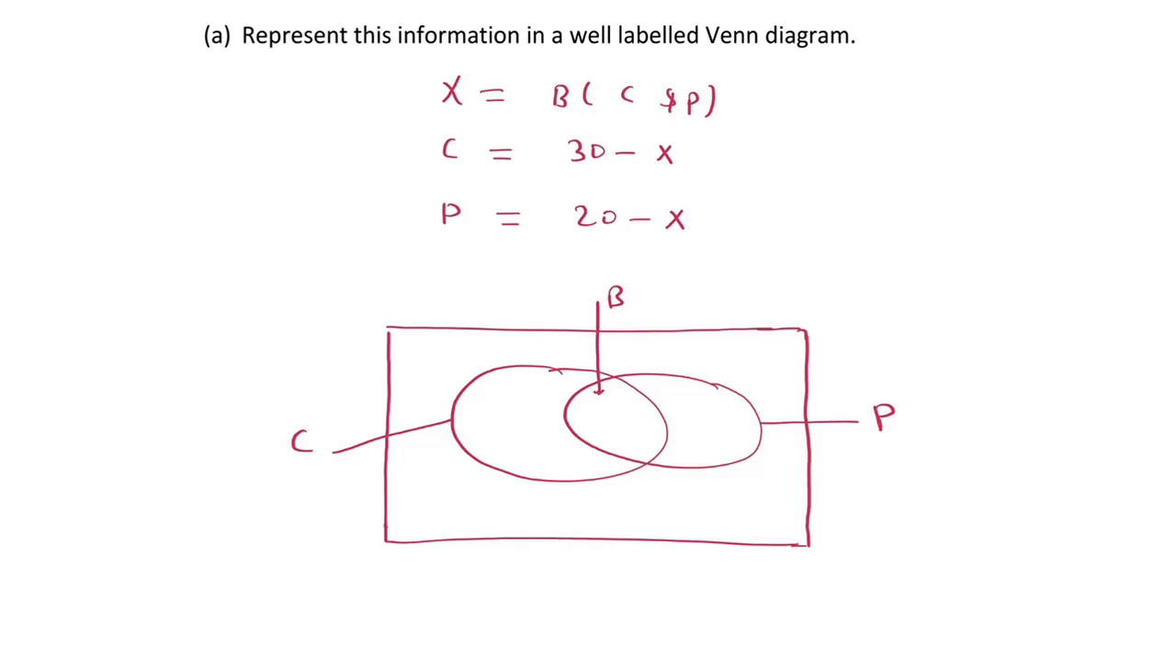Okay, so now let us apply the values obtained above. Here we are going to have 30 minus x, and here is going to be x, and here is going to be 20 minus x, and here we are going to have 5. And this is our Venn diagram.